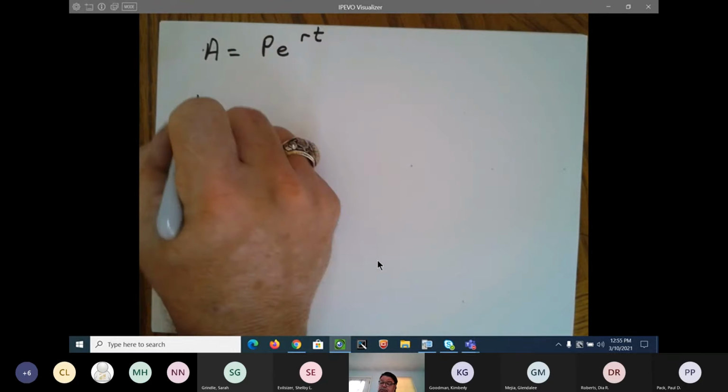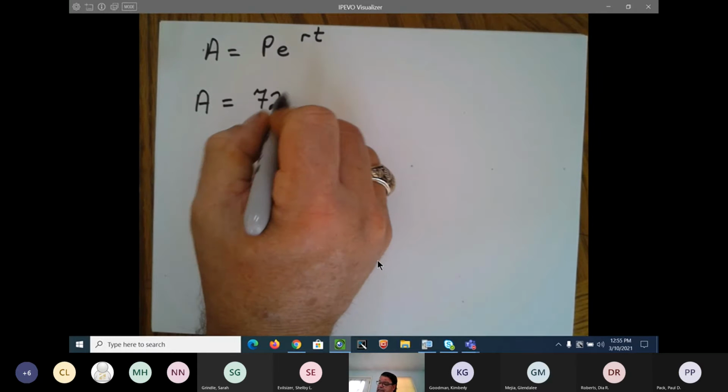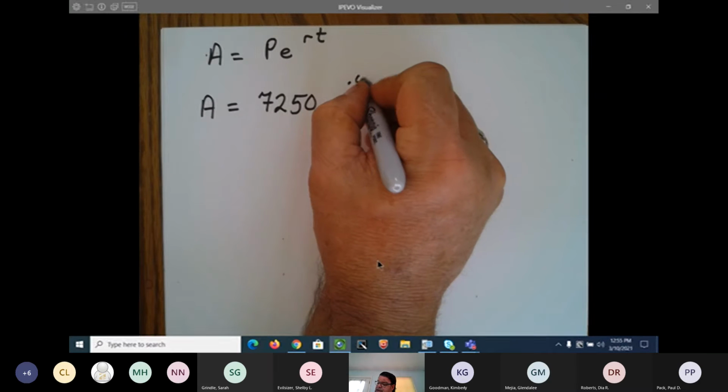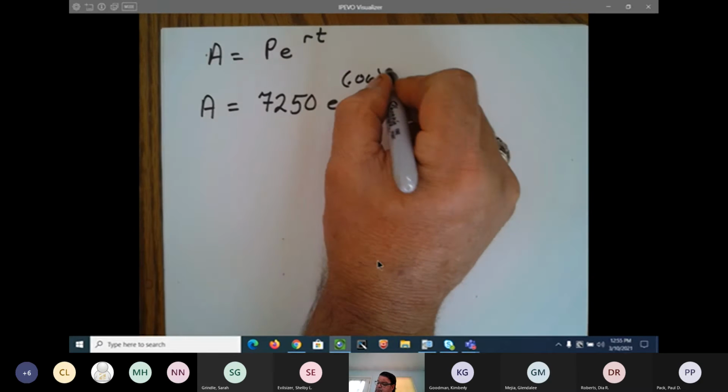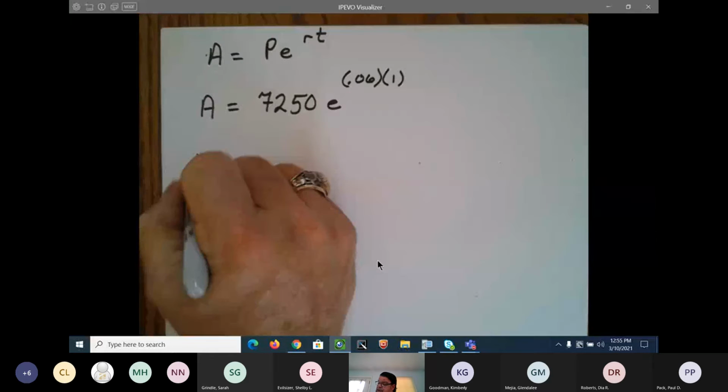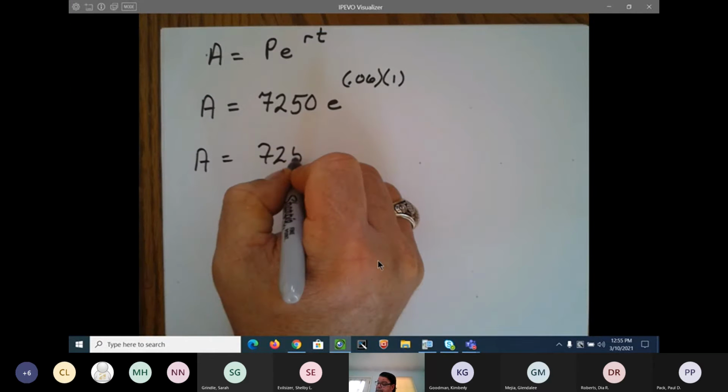A is equal to 7250 e to the 0.06 times 1. And that's A is equal to 7250 e to the 0.06. And you take your handy dandy calculator.